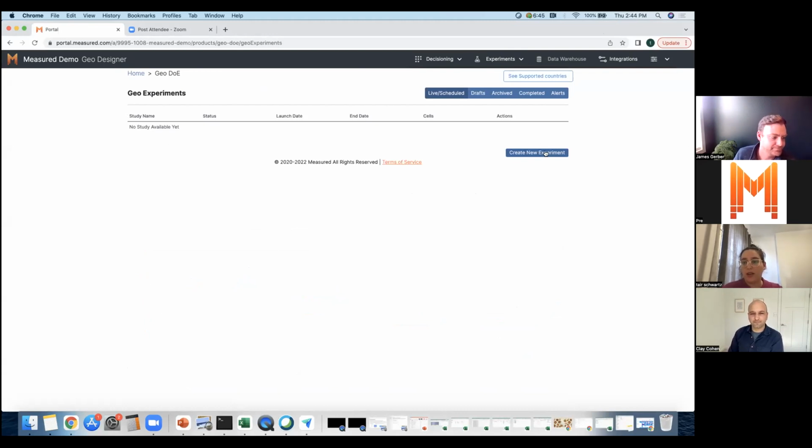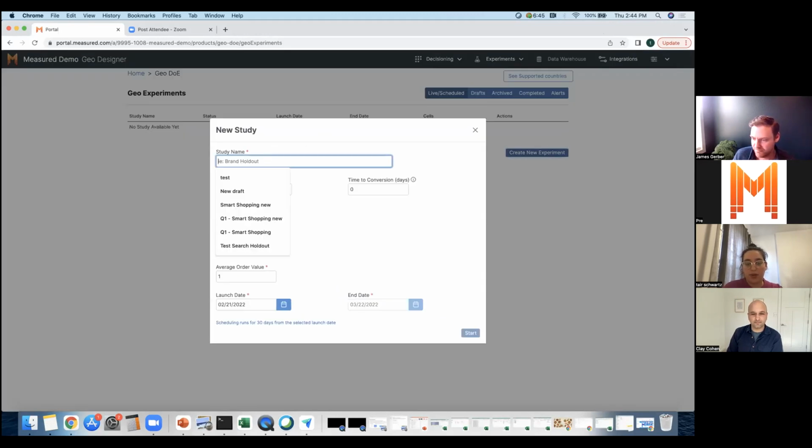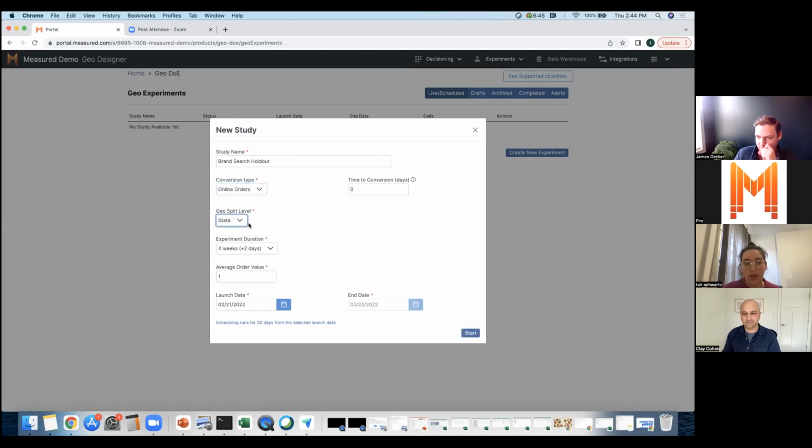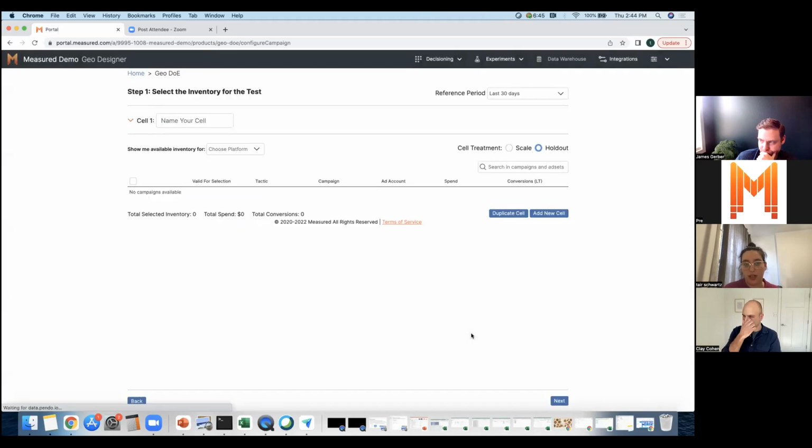Awesome. All right, I'll start and I'll explain as I walk through. So this is going to be a brand search holdout. I'm choosing the conversion type. Again, as I said before, it needs to be a conversion type that you can report at a geo breakdown. You choose the split level. I'm going to go with state here. For the duration, you could do different durations based on volume and time to conversion. I'm going to keep it at 4, which is the standard. And you can add your average order value. And we're going to start.